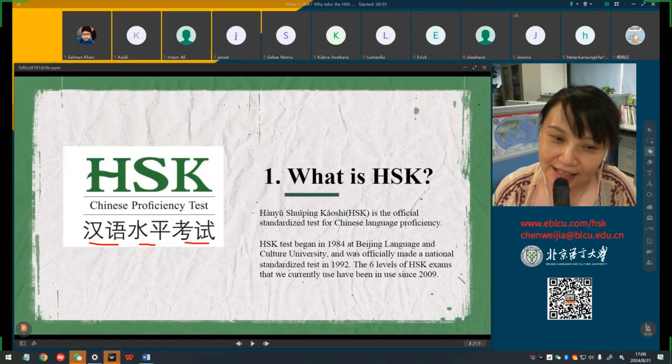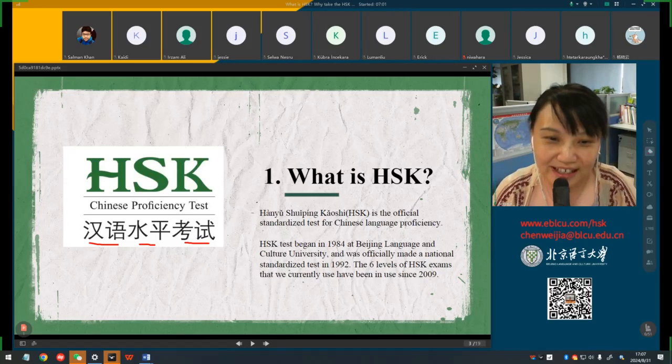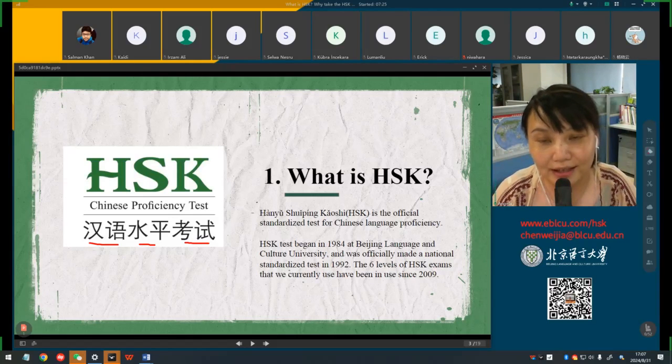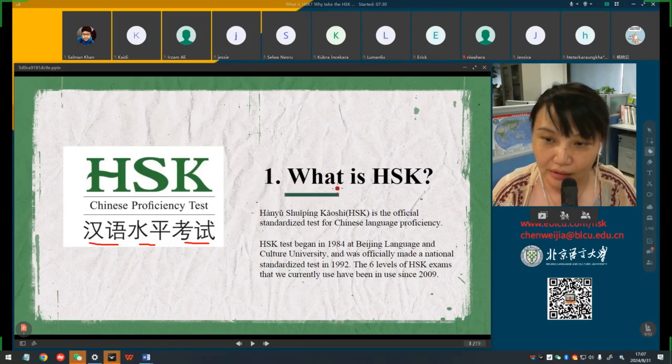So the HSK test began in 1984 at our university, Beijing Language and Culture University, and was officially made a national standardized test in 1992. The six-level HSK exam, which we are very familiar with and currently use a lot, has been used since 2009. We'll give some details of them.